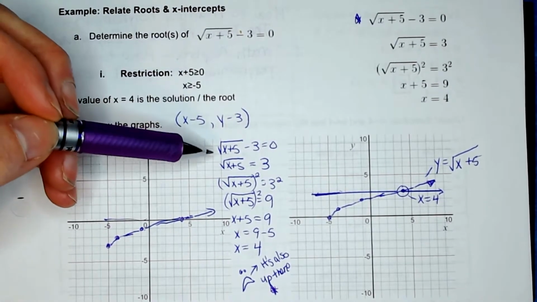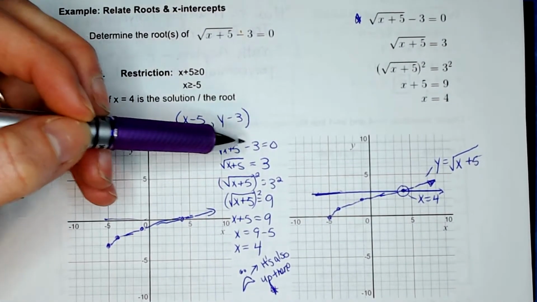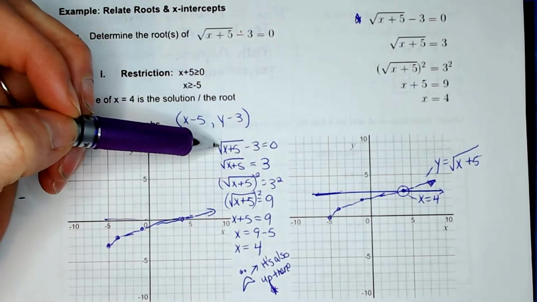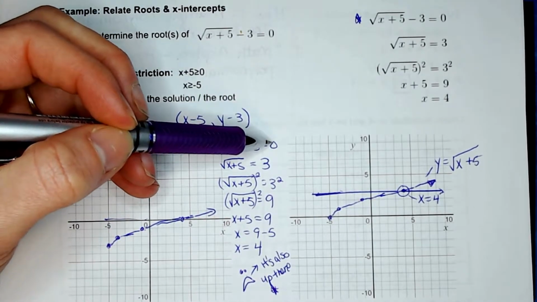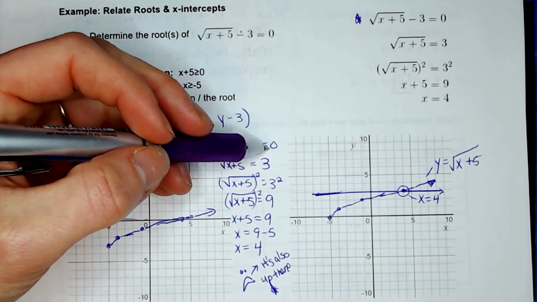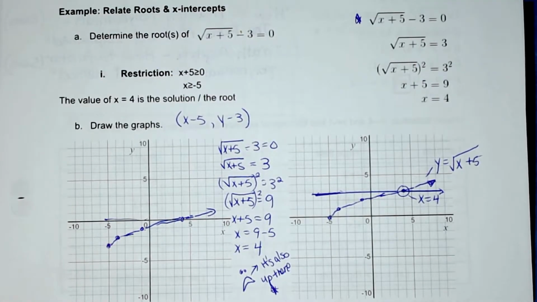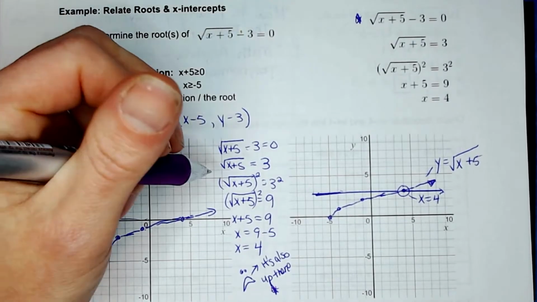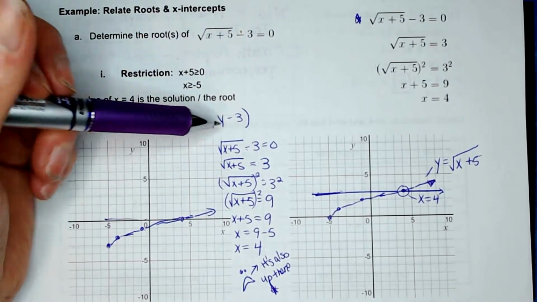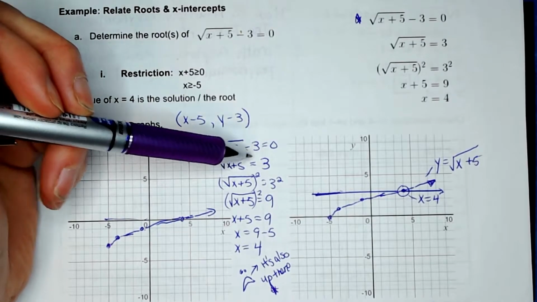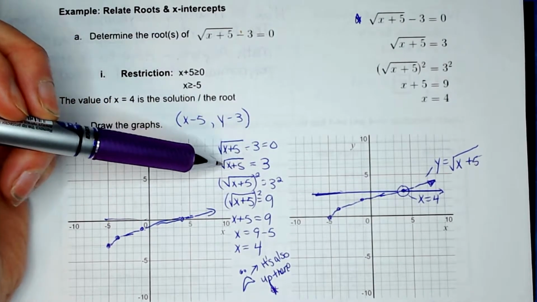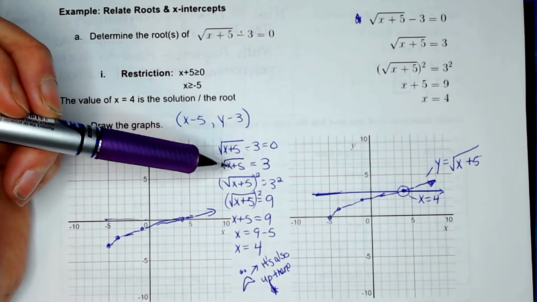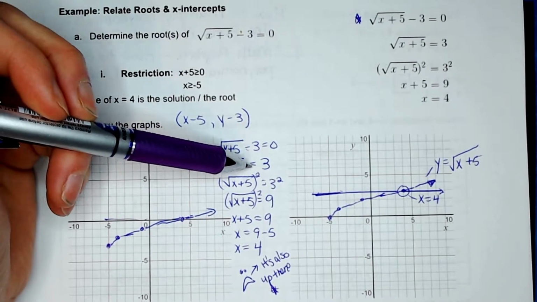So we have this function and we know that this means y = √(x + 5) − 3. So when we want to know when y equals 0, what does x equal? First step, move the 3 over to the right hand side by adding 3 to both sides. Now we have √(x + 5) = 3.